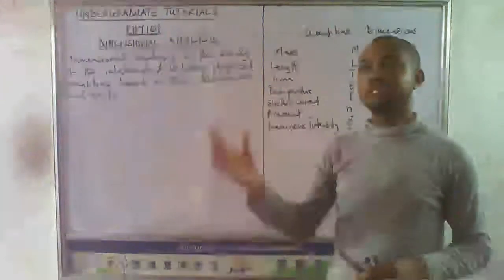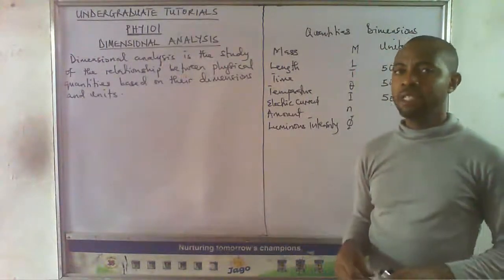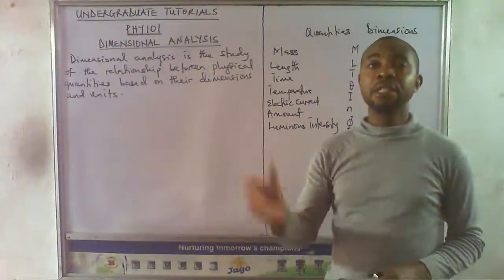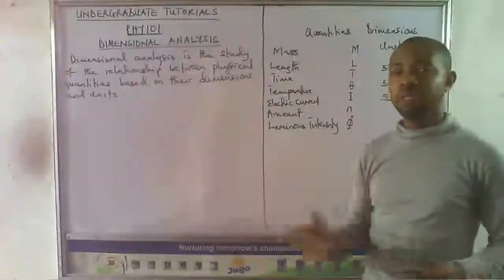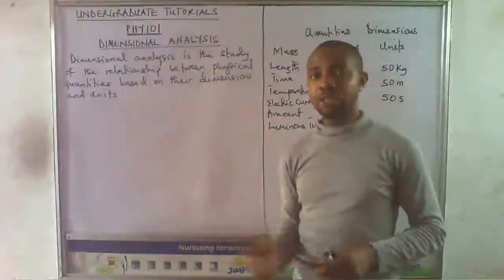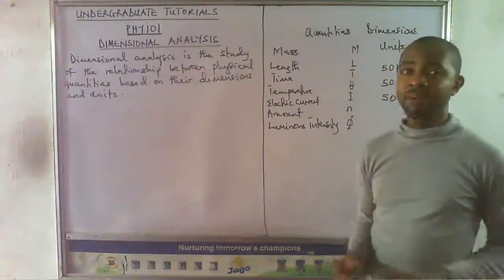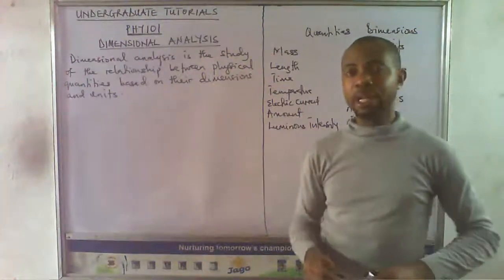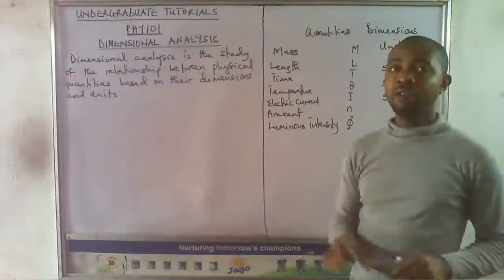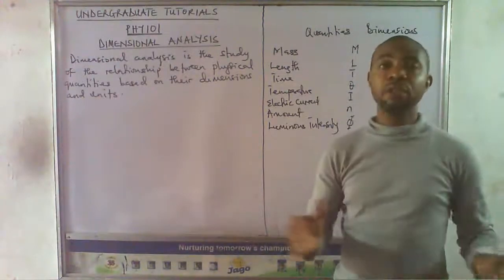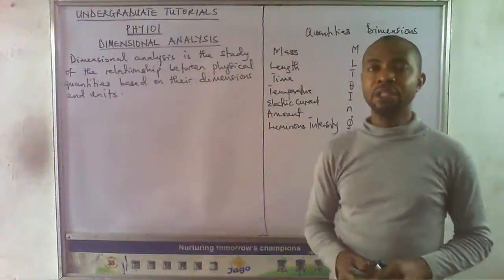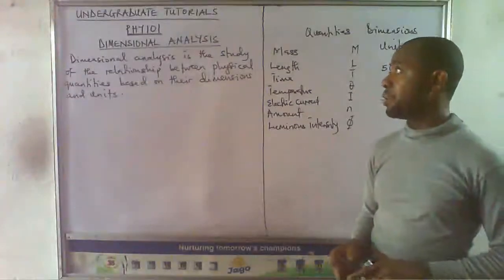This dimensional analysis, we have higher aspect of it. Those that are studying engineering will still look at higher aspect of dimensional analysis when they treat fluid mechanics and maybe in thermodynamics also, or mainly in fluid mechanics or transport phenomena. They will look at other methods of handling dimensional analysis, like the Rayleigh method and Buckingham method. But in this study, we are going to focus our attention on the physics aspect. So the study of the relationship between physical quantities based on their units and dimensions. That's what we mean by dimensional analysis.